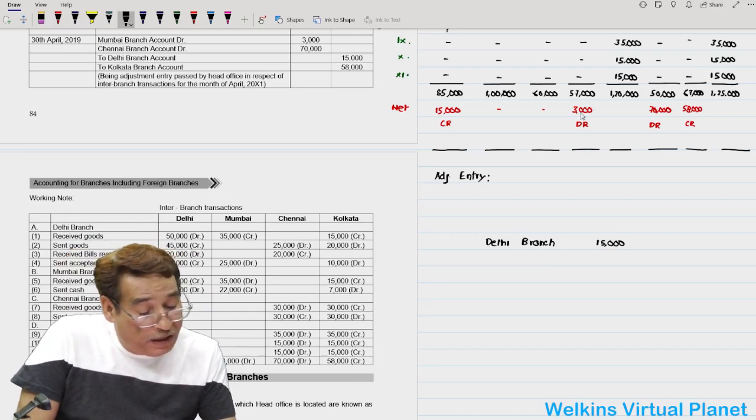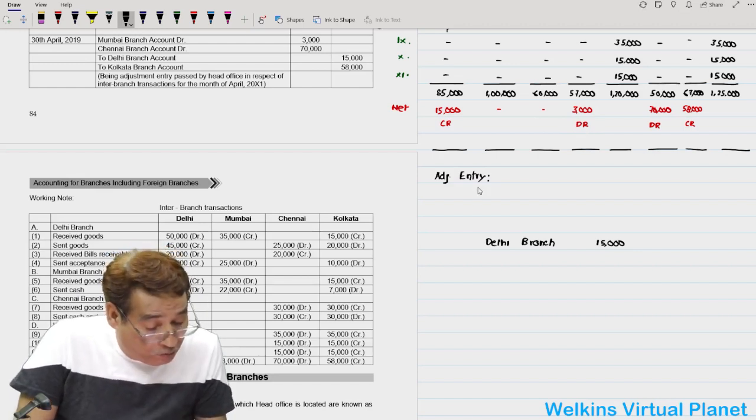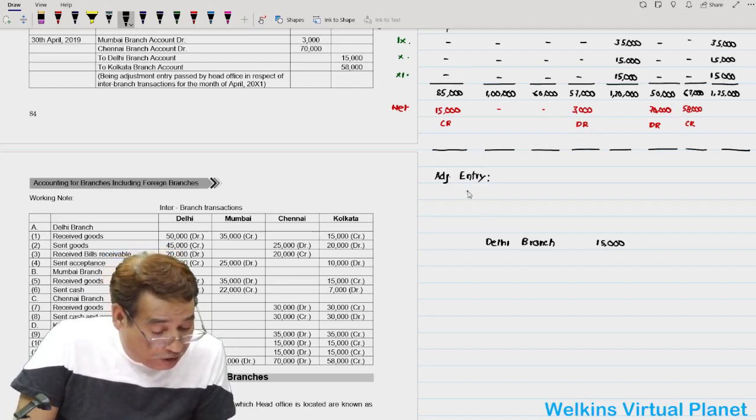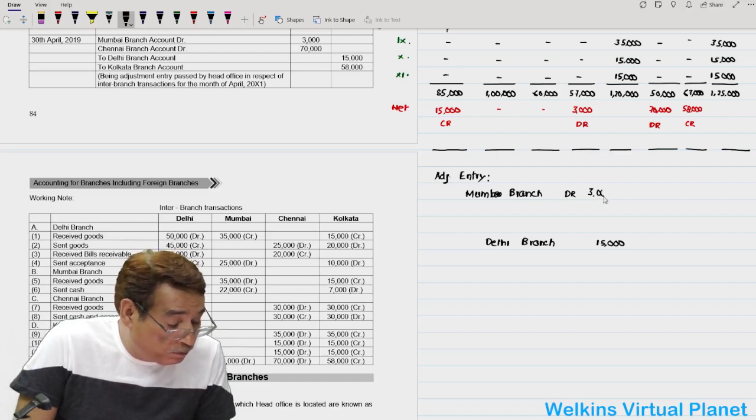Similarly, you find that Mumbai branch, these two columns are related to Mumbai branch, and Mumbai branch is having what we call debit balance. So you will debit Mumbai branch. Mumbai branch account will be debited by rupees 3000. Correct?